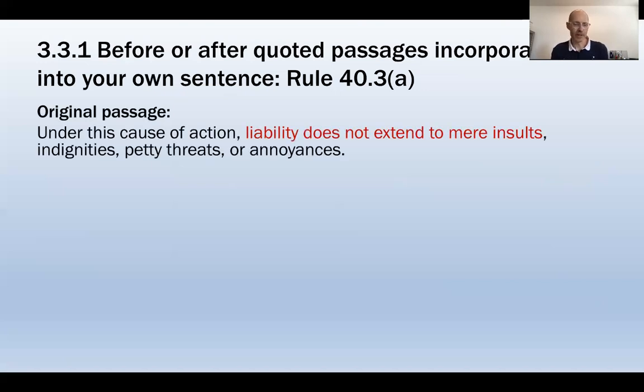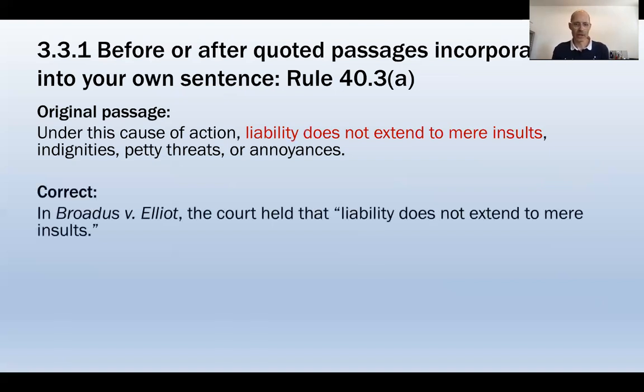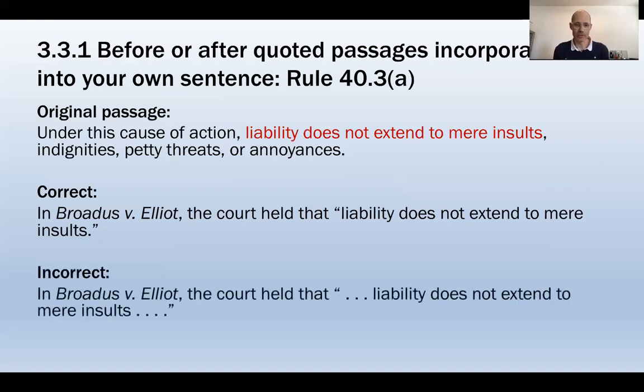Let's say this is our original passage from the source. Let's say we just want to quote the part in red. That's all we want to quote. The correct way of doing that is to integrate that quote into the sentence with our own language here. No ellipsis at the beginning of the quotation or the end of the quotation, even though we're omitting the beginning and the end of the passage. You don't do that in legal writing. So you would not do this. You would not include an ellipsis at the beginning and the end of the quoted passage.